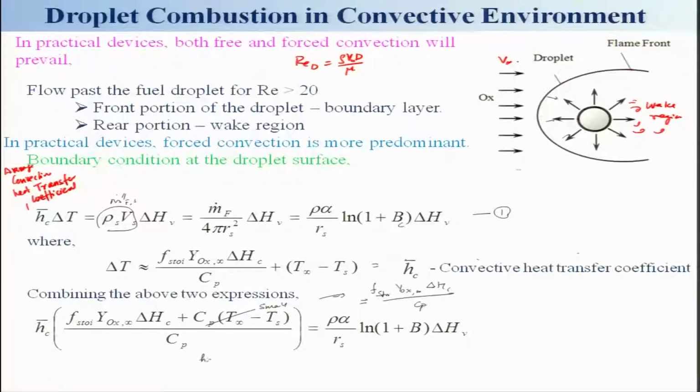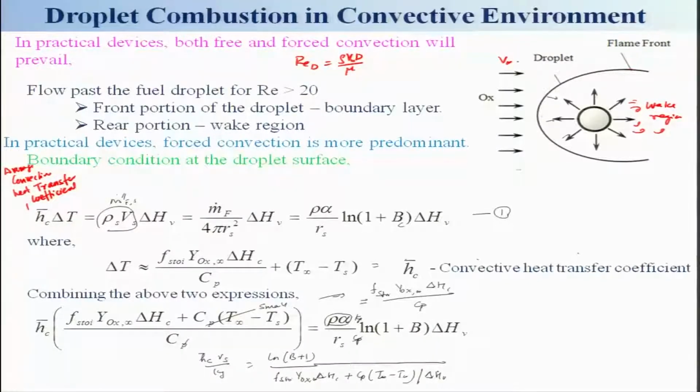However, we can write this expression in a slightly different form, that is Sc average Rs by Kg. Because this rho alpha is nothing but Kg by Cp, it will cancel out, so Kg will come, and then I will get ln B plus 1, divided by, this is the term, F stoichiometric, I am retaining the whole term, delta Sc plus Cp T infinity minus T, and divided by delta Hb.